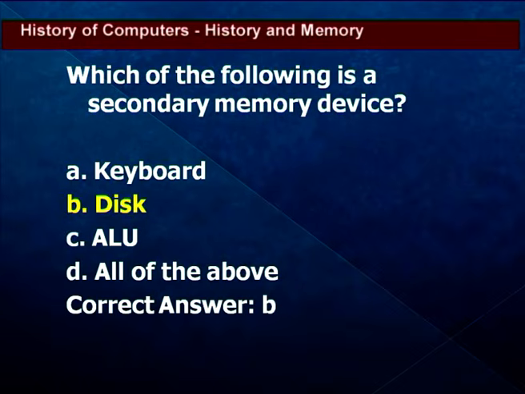Which of the following is a secondary memory device? We see the following options: keyboard, disk, ALU, all of the above. The keyboard is an input device, right? So that is not memory for storing. It types only letters, numbers and special characters. Disk is nothing but where we insert CDs or DVDs. So the correct answer is disk. ALU is a part of the CPU, the arithmetic and logical unit. So this is also not the right answer for this question.